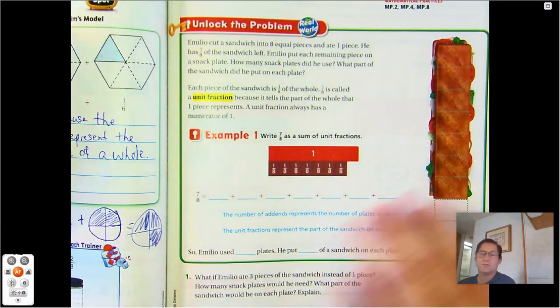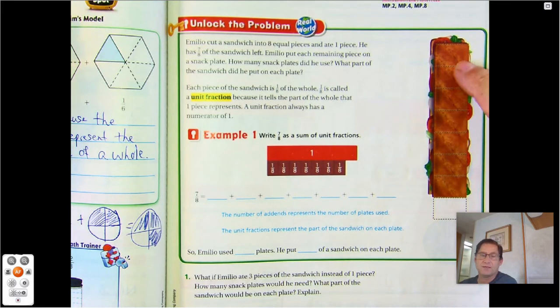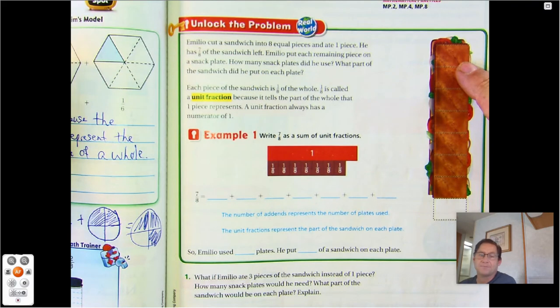Emilio cut a sandwich into 8 equal pieces and ate one piece. He has 7/8 of the sandwich left. Emilio put each remaining piece on a snack plate. How many snack plates did he use? What part of the sandwich did he put on each plate?